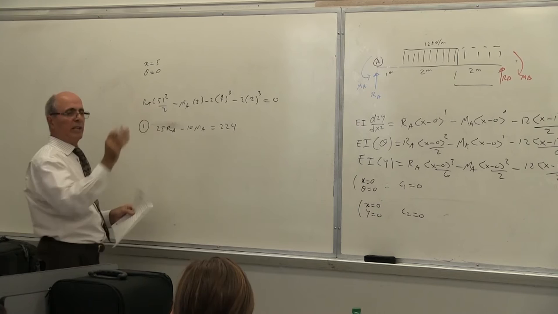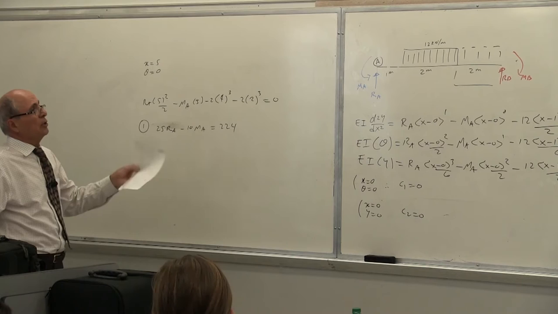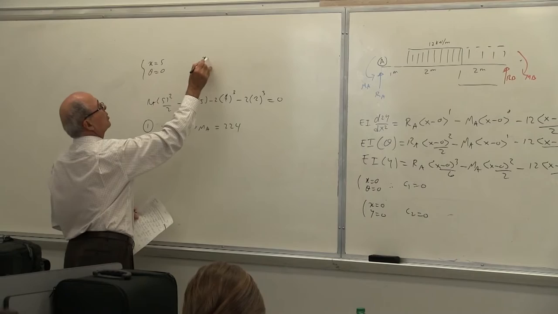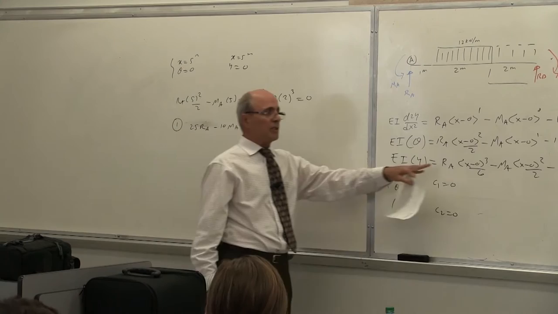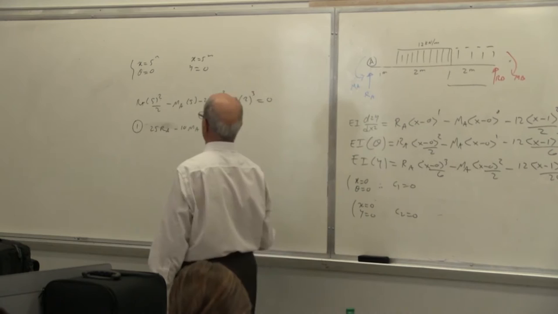Then the next equation I need, actually I don't need to use any equilibrium equation. This was simpler than what you thought. So at x equal to 5 meter, also y equal to 0. Then I use this equation. This becomes two equations for two unknowns. So therefore I go there.